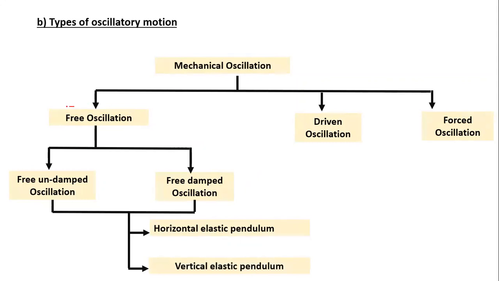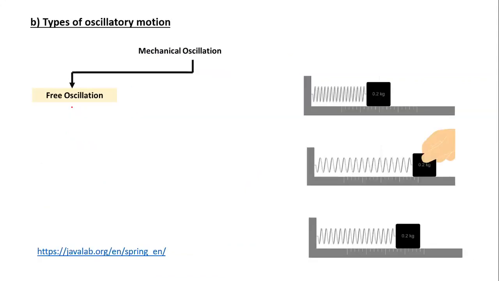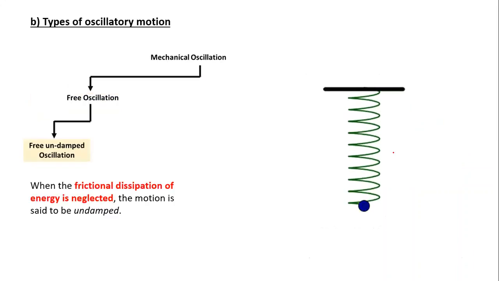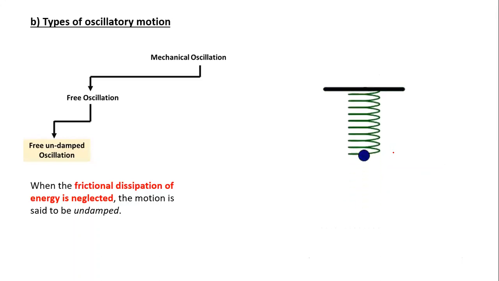So what do you mean by free oscillation? In the free oscillation, for example here, I elongate the spring and then I release it. When I release the spring, my hand, I just let it keep going back and forth without any outside force. And this is what we call a free oscillation. Now, in the free oscillation, we have two parts. We have the free undamped oscillation and the free damped oscillation.